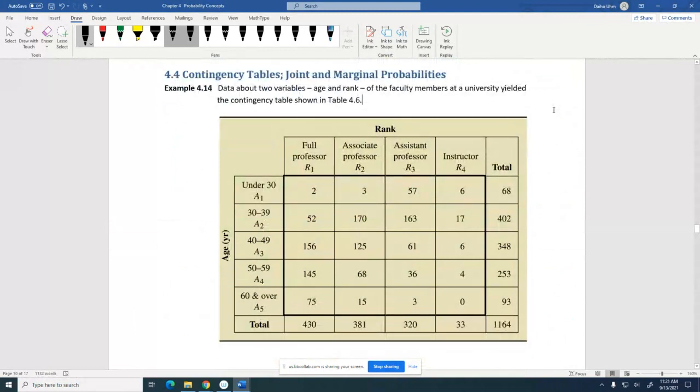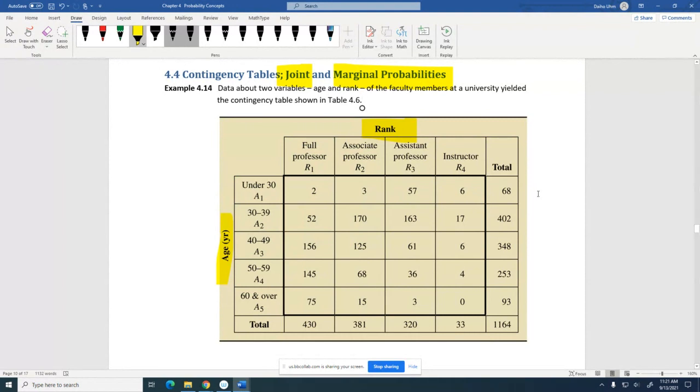Look at this. We are going to discuss the joint probability and the marginal probability. And we have two categorical variables. The first one is the rank for the faculty members: full professor, associate, assistant, instructor. And the other one is the age group. Basically age is a numerical variable, but in this example, it's categorized. So now the variable age is a categorical variable.